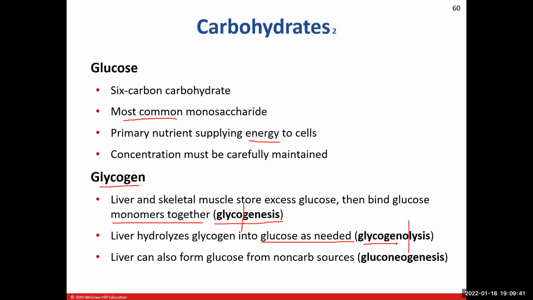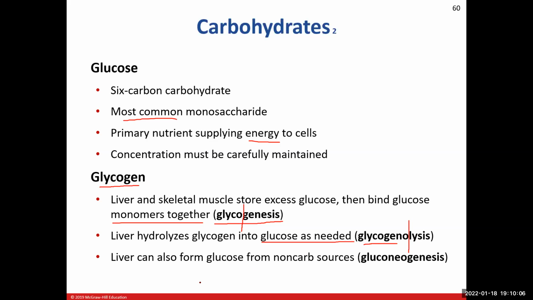And so the liver is going to go over there to glycogen, and it's going to cut off one of the glucose monomers, and it's going to release it into the blood. It might release one molecule, it might release 100, 1,000, whatever, okay? So the liver is going to go to the glycogen and start breaking it down.